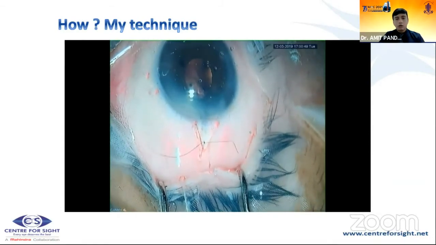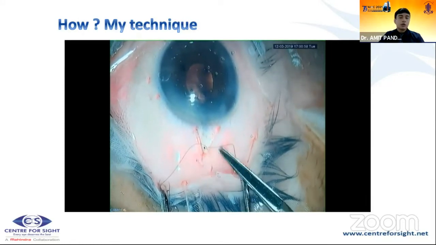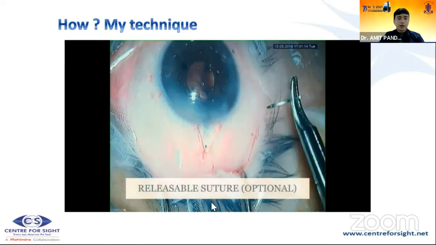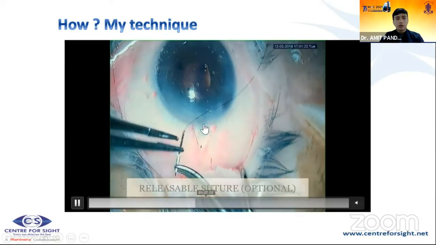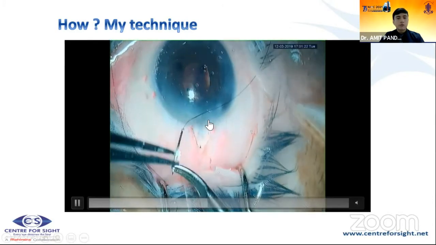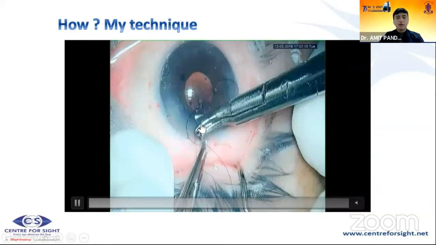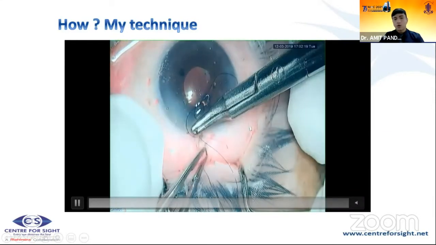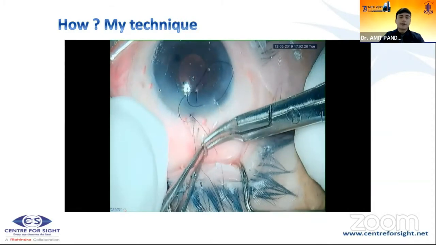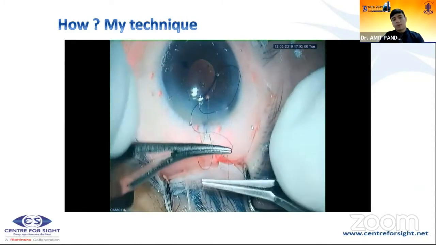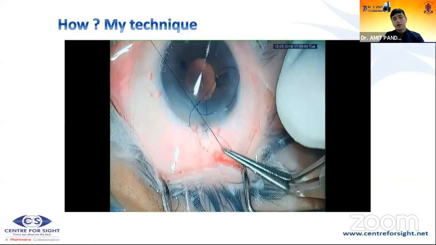I also take a releasable side suture, which I take as a safety precaution more than anything else. And I remove this quite early in the postoperative period, at around the third or fourth day. I usually take it for preventing those early flat ACs or early hypotony related complications if the patient rubs his or her eyes or sleeps on the operated side. To prevent that flat AC from happening, I take this and I remove it quite early as compared to what I would normally do in an MMC trab.